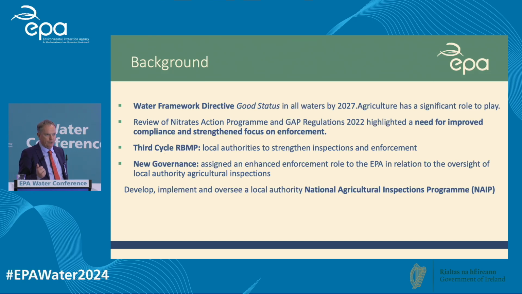Also, the draft third River Basin Management Plan mentions the need for local authorities to strengthen their inspections and enforcement as well. Arising from all that, as the new government's arrangements were put in place, it assigned a new enhanced enforcement role to the EPA, in the Office of Environmental Enforcement, in relation to the oversight of local authorities in carrying out agricultural inspections. The EPA was asked to develop, implement and oversee a local authority NAIP programme, as we call it, the Agricultural Inspection Programme.